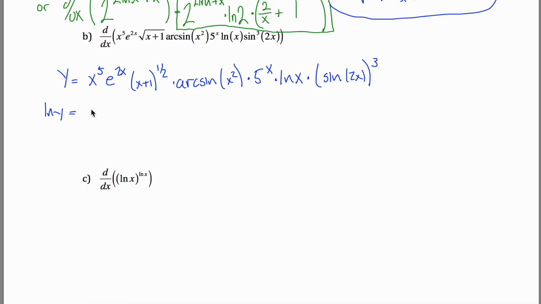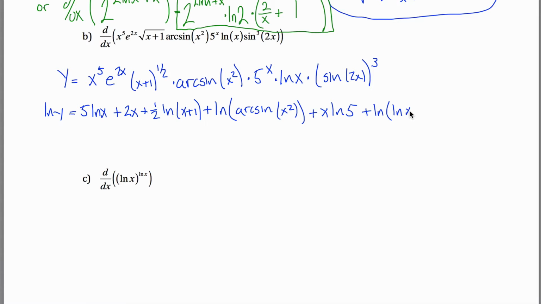the natural log of y is equal to the natural log of all this stuff, which if I use a bunch of log rules, I can say it's 5 times the natural log of x plus the natural log of e to the 2x, which is just 2x, plus 1/2 times the natural log of x plus 1, plus the natural log of arc sine of x squared, plus x times the natural log of 5, plus the natural log of the natural log of x, plus 3 times the natural log of the sine of 2x. Yeah, I definitely went overboard.